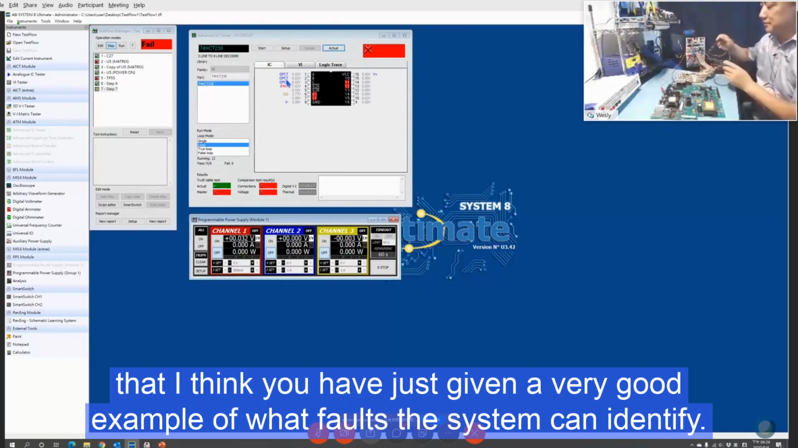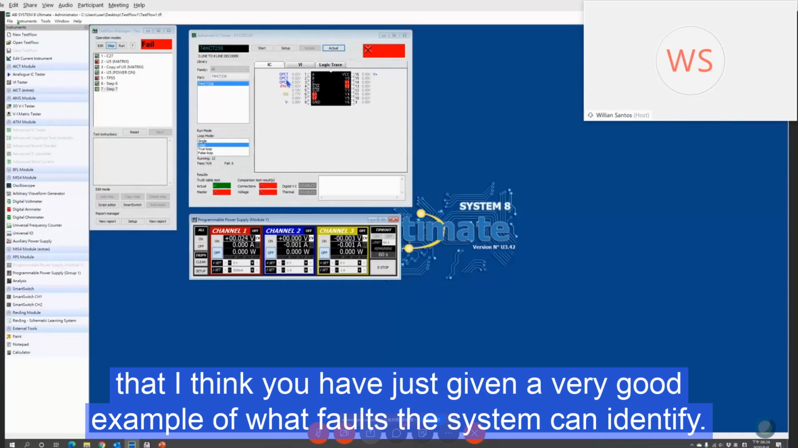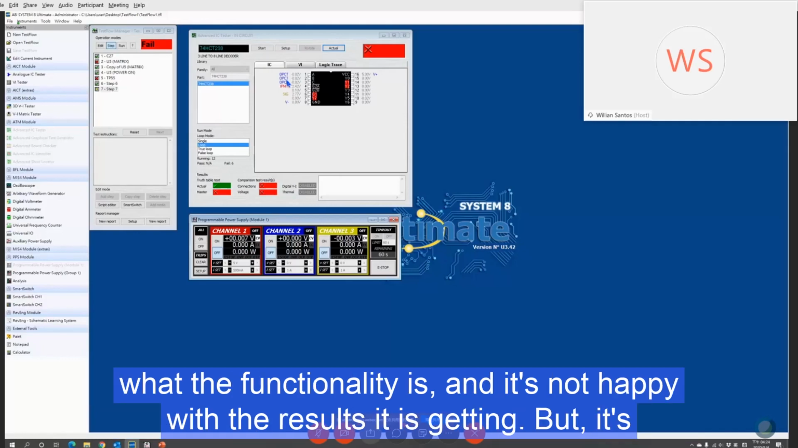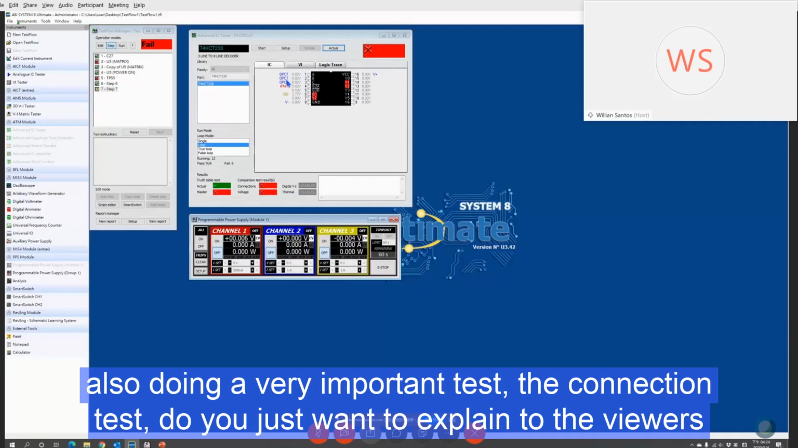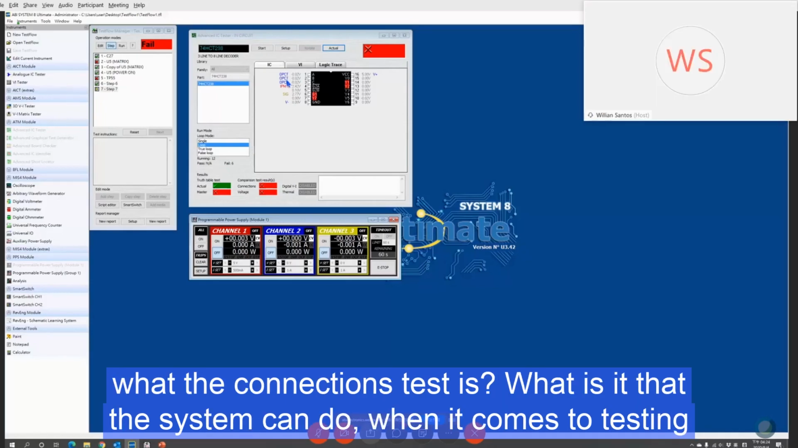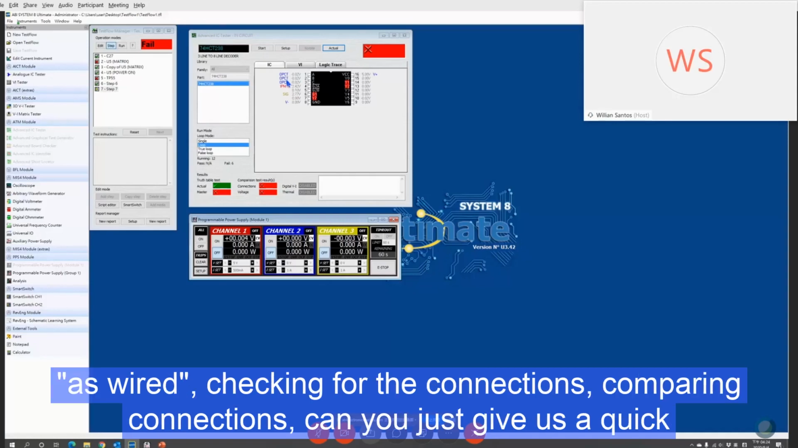And can I just say, Wesly, I think you're giving a very good example of different types of faults that the system can identify. Not only functional faults, because the functional test is failing, and the system already knows what the functionality is and is not happy with the results it's getting. But it's also doing a very important test, which is the connection test. Do you want to just explain to the viewers what the connection test is? What can the system do when it comes to testing as wired, checking for the connections, comparing connections, etc.? Can you just give us a quick overview on that?